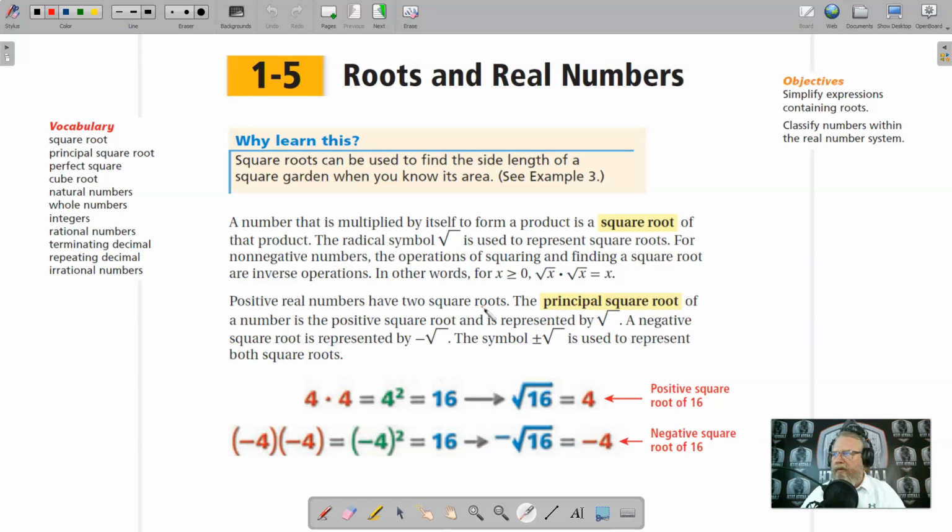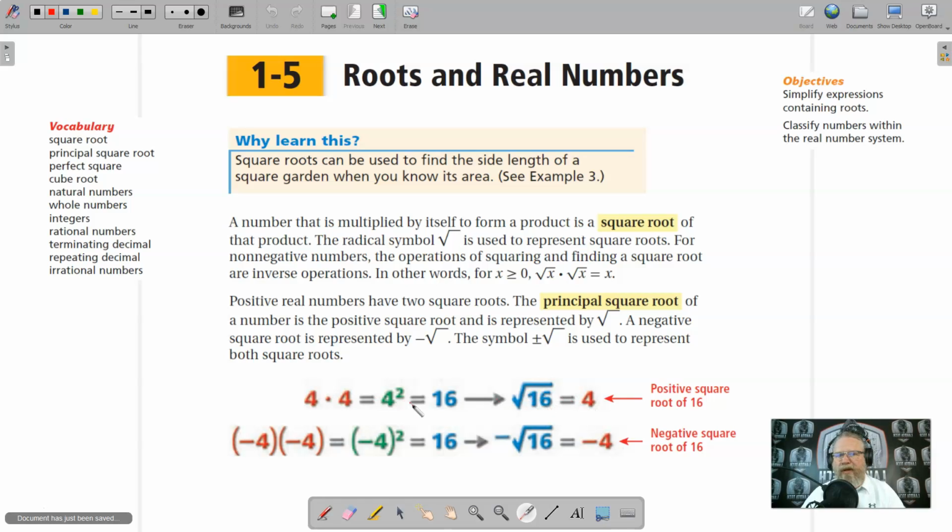The principal square root of a number is the positive square root, and it is represented by this symbol here that we call a radical symbol. A negative square root is represented by the radical symbol with a negative sign in front of it. This symbol here, the radical symbol with the plus minus sign in front of it, is used to represent both square roots. Here we see that 4 times 4 is equal to 4 squared, and 4 squared equals 16. Therefore, the square root of 16 is equal to 4.